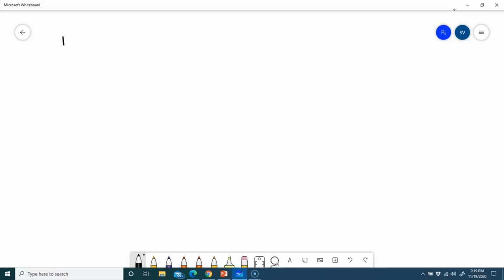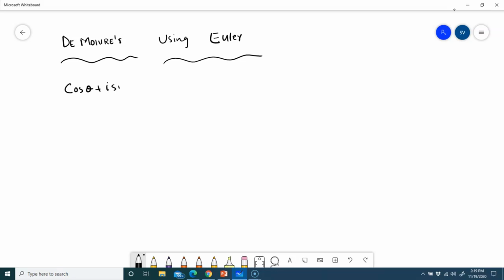DeMoivre's theorem using Euler. Okay, so we can start the proof. What is DeMoivre's theorem stating? DeMoivre's theorem states that if n is an integer, whether positive or negative, or a fraction, then (cos theta plus i sin theta) to the power n is cos n theta plus i sin n theta. So that is the statement of DeMoivre's theorem.